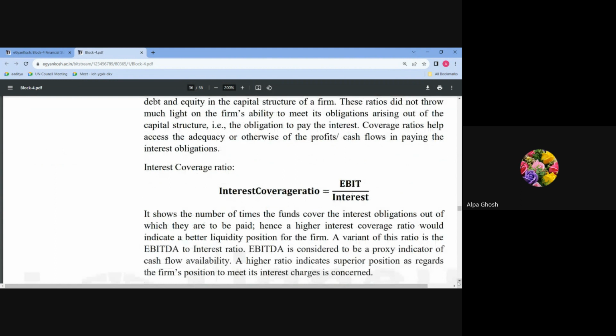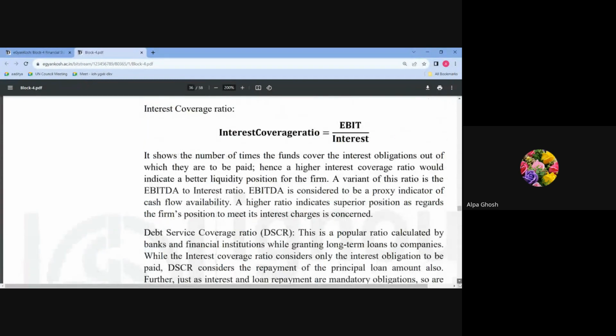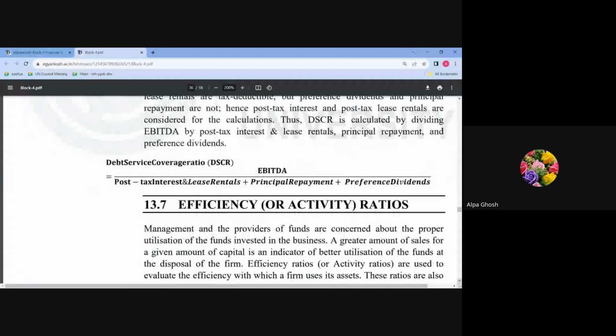So interest coverage ratio means are our profits enough to pay the interest, and this interest is paid out of the profits that we have. So interest coverage ratio means EBIT. EBIT is earnings before interest and tax, because interest is not yet paid. So it is earnings before interest and tax divided by the interest amount that needs to be paid.